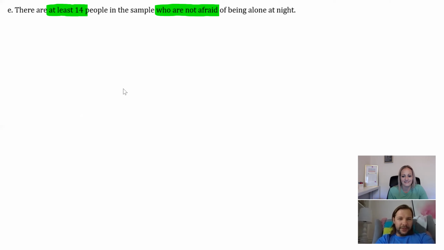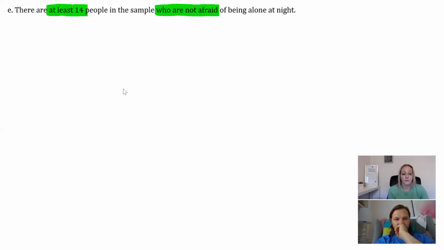So yeah, it looks like we've been saying who are afraid, now we're saying who are not afraid. Yeah, exactly. The wording is slightly different. So now this is asking a question associated with the failure, whereas the probability that we recorded in the beginning was the probability of the success, which was people who are afraid of being alone at night. So you do definitely have to read the question carefully.